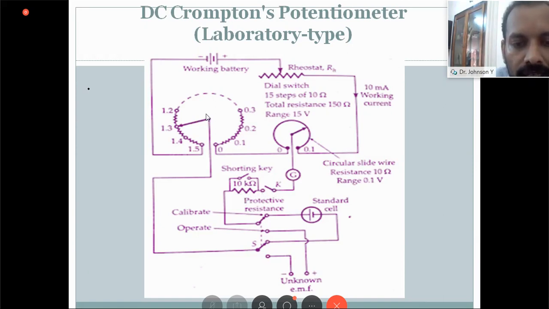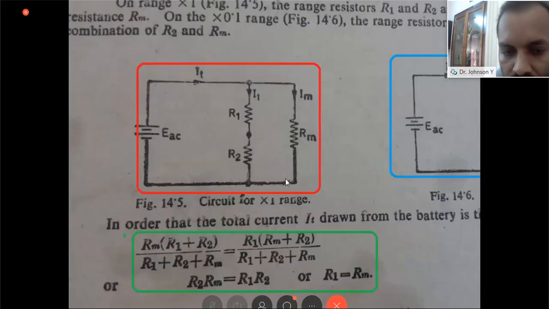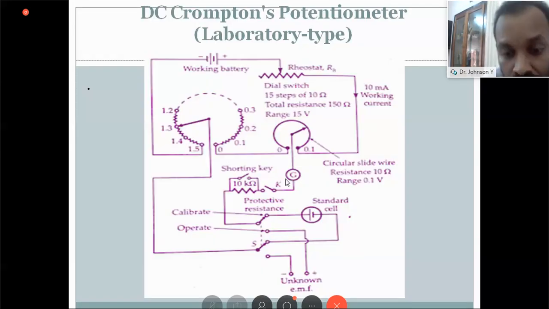Then the working battery is there. The current flows through the circuit, and then it seems that the current is very small because the working battery is only a very low value. So at that time, we will short this key, so that we assume that the current flow is not much high. It is actually only for the protective purpose. In the beginning, there may be a chance of high current inflow that will damage the galvanometer. So for avoiding that, we use the shorting key and protective resistance mechanism.